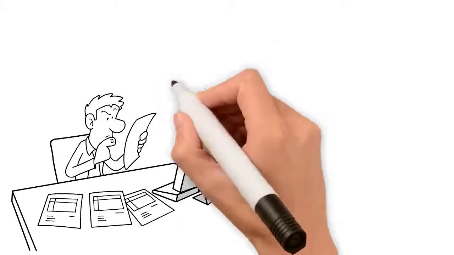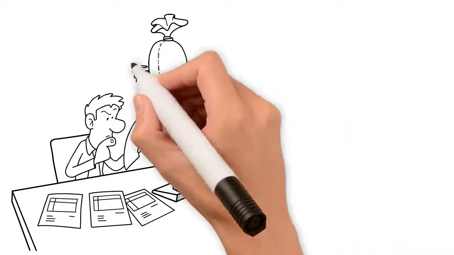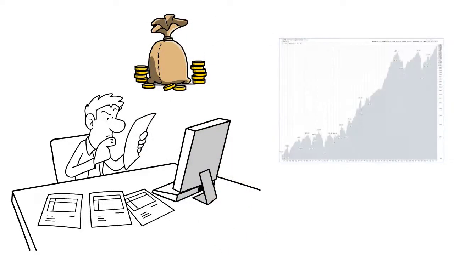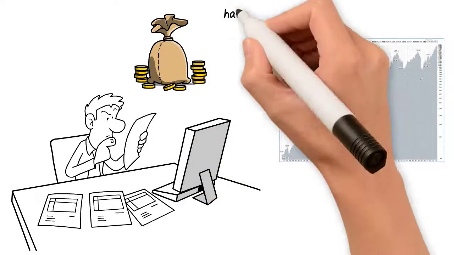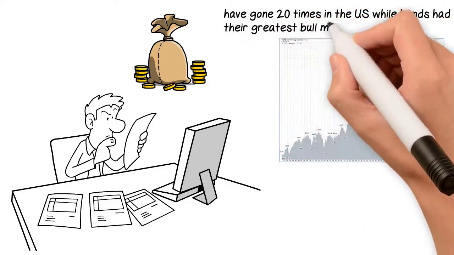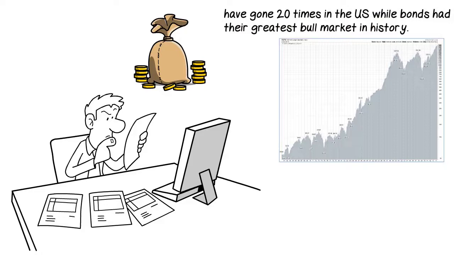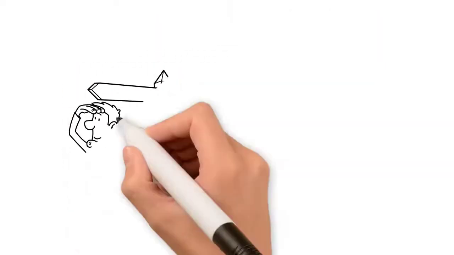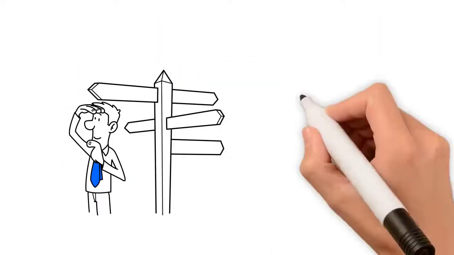Just look at the chart of the S&P 500 below. You can see that since 1982, stocks have gone up 20 times in the US, while bonds had their greatest bull market in history. And they can and probably will fall together, making diversification a challenge for every investor.